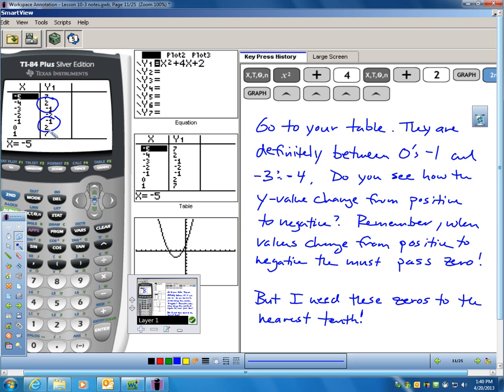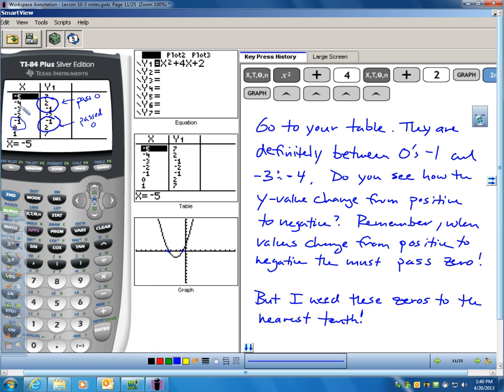And here's why. Do you see how my y value went from 2 to negative 1? When you go from a positive to a negative, does it make sense you must have passed 0 to go from positive to negative? And what about here when you go from negative to positive? We had to pass 0 here also. So the graph definitely crossed at 0 somewhere between 0 and negative 1 and between negative 3 and negative 4. I can see that on my table.